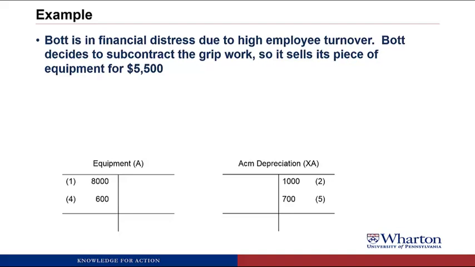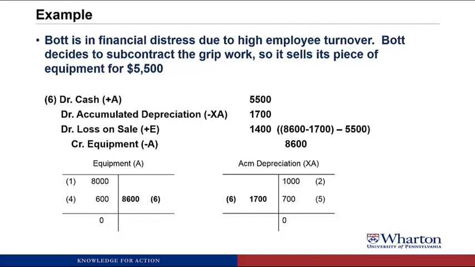Now let me bring up the T account so you can see where we are so far. And now I'm going to put up the pause sign and have you try to do the journal entry for this sale of the equipment. So here's the journal entry. We're going to debit cash for $5,500. That's how much cash we're receiving for selling the piece of equipment.